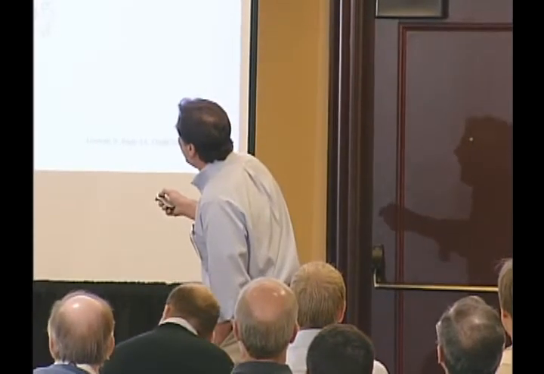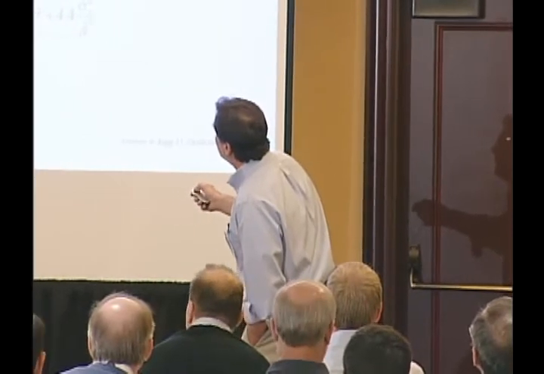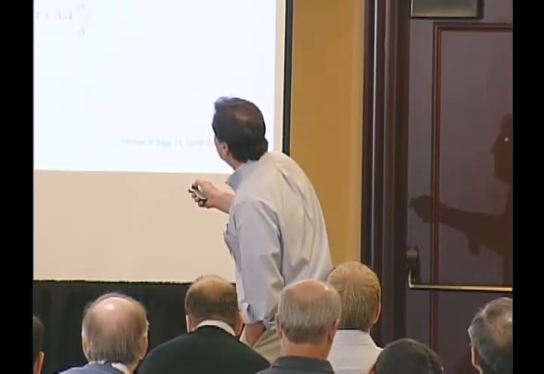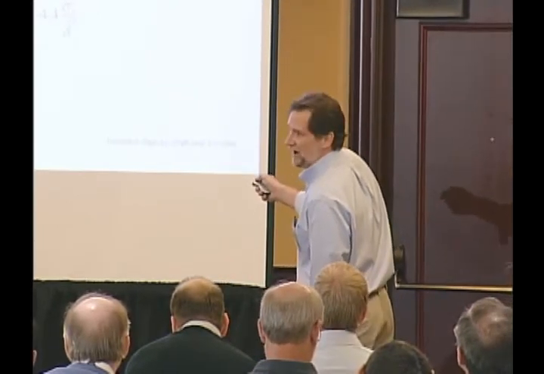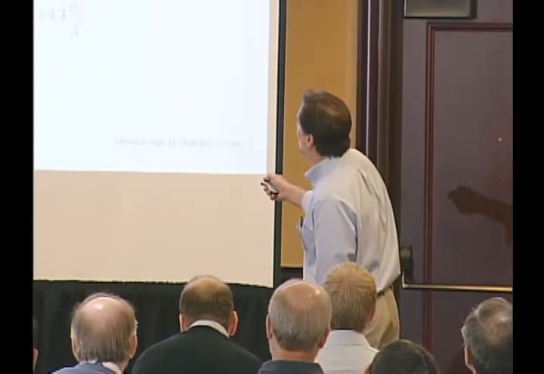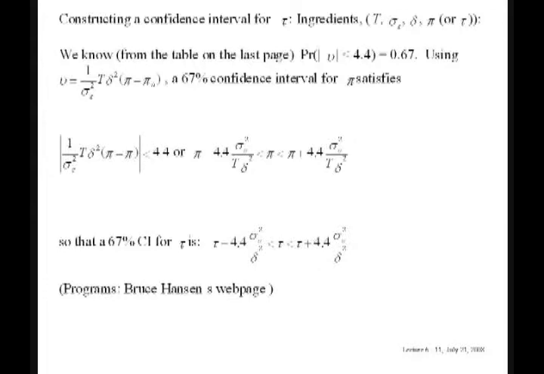Here's my nu hat, if you will. This is just that. Stick it in, solve it so you get pi in the middle as usual. Multiply through by T, so it's in terms of tau, and you get this. So this is a 67% confidence interval for tau based on tau hat and the other estimated parameters. Again, if I wanted a 95% confidence interval, it'd be 3 times as wide.